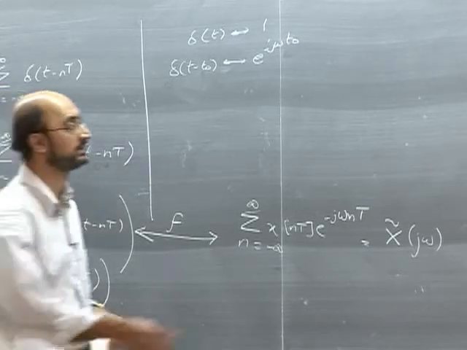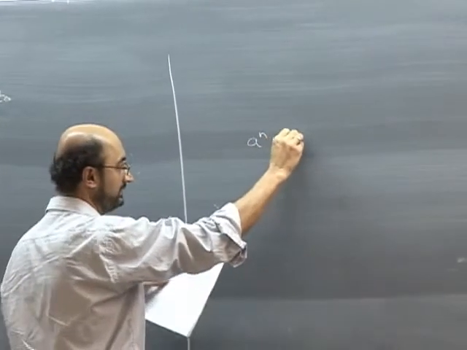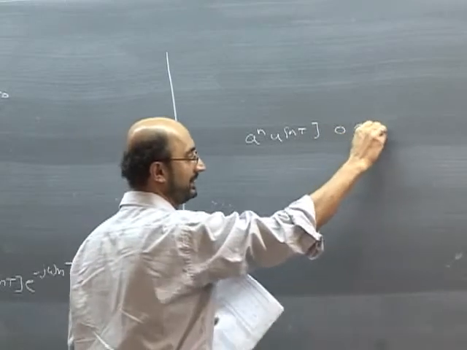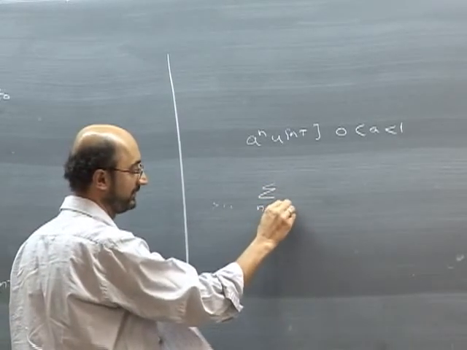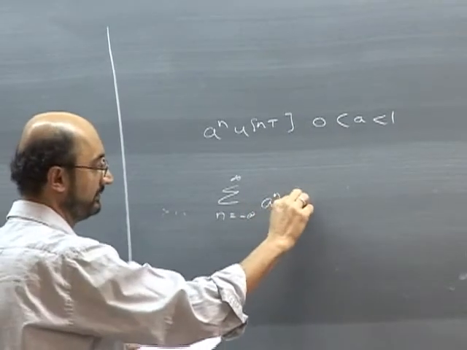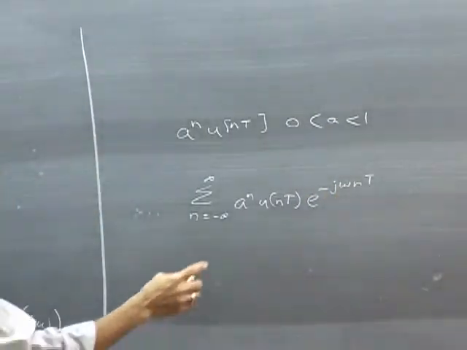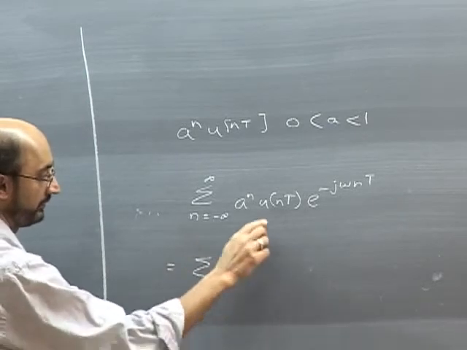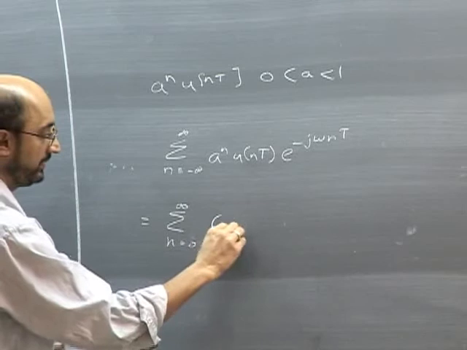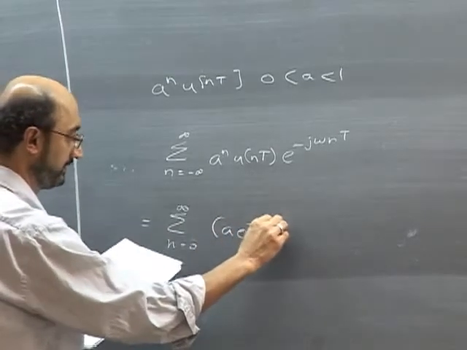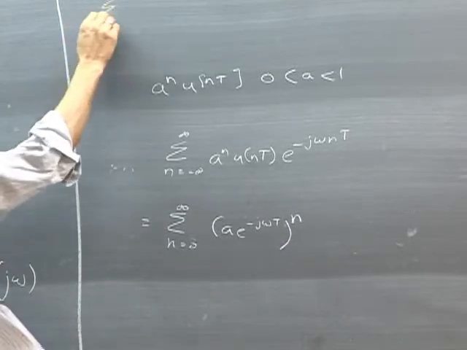So let's do a simple example and then the homework problem. A simple example is to compute the discrete time Fourier transform of a to the n u(nT), with 0 less than a less than 1. So we just plug it in here. This is going to be the sum from n equals minus infinity to infinity of a to the n u(nT) e to the minus j omega nT. Now we notice that this can be rewritten, since u(nT) makes it n equals 0 to infinity, as the sum of (a e to the minus j omega T) to the n.